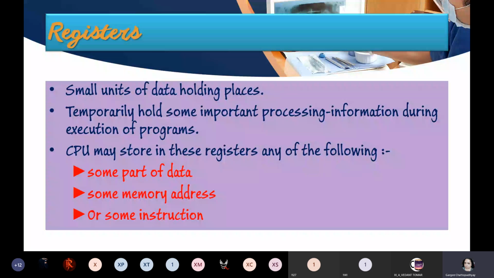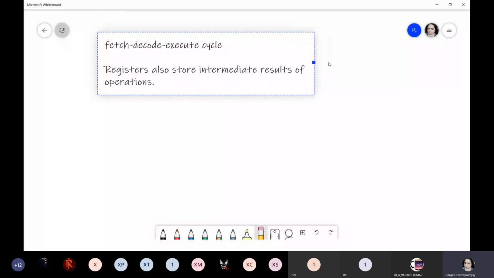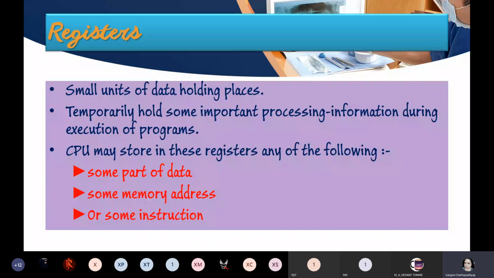They are small memory holding places, and they are used for storing intermediate results of operations. Please note this also. Registers also store intermediate results of operations. That is, operations which generate some results which are not the final result, but will be used for performing further operations. Just take some time to read through these points.